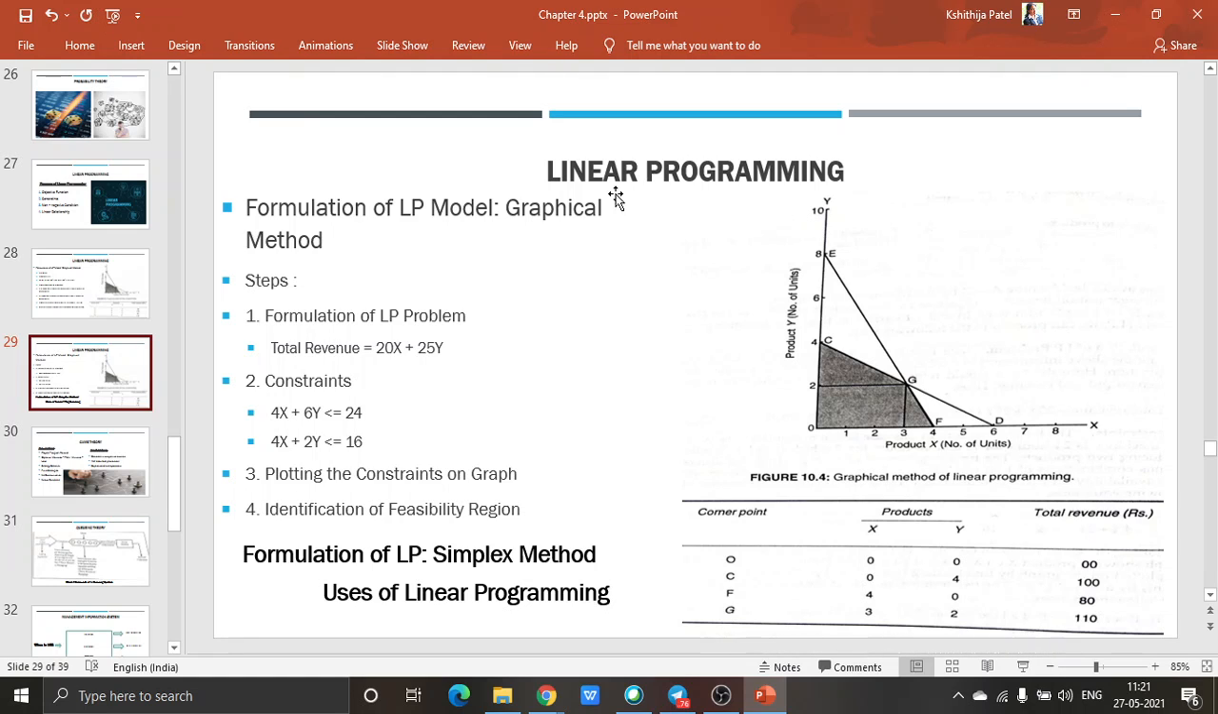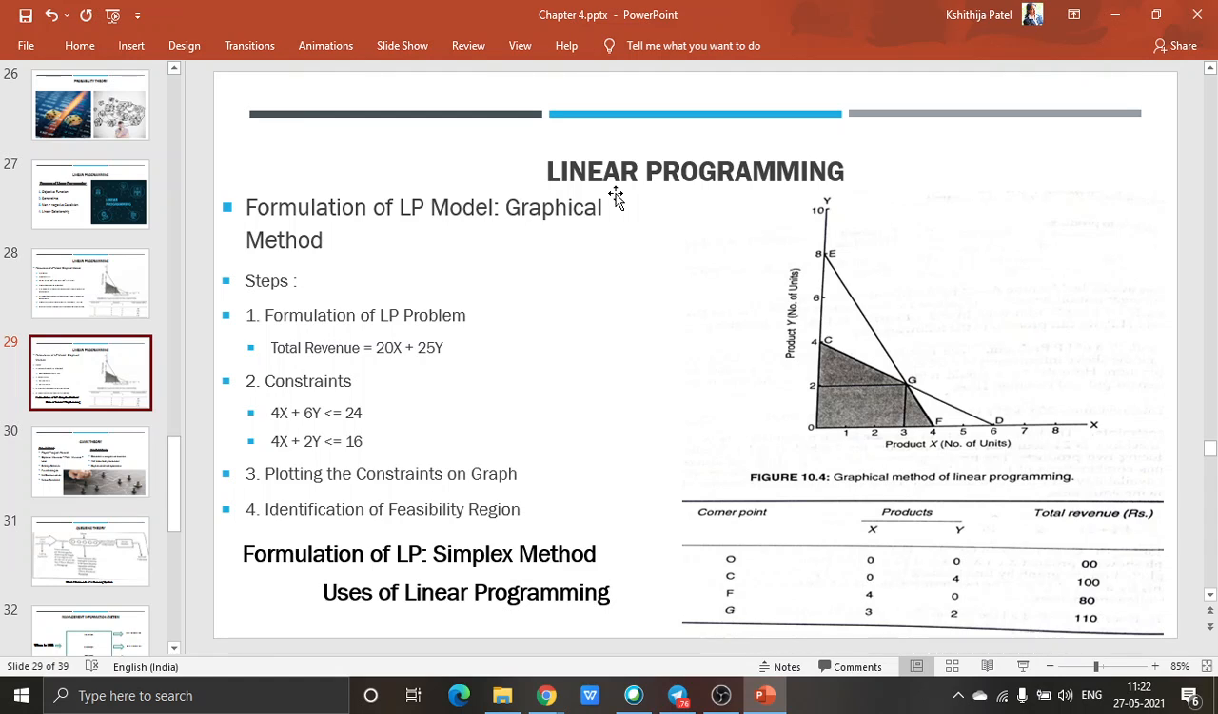Okay, once everything is drawn, now you'll have to identify the feasibility region, or the area that is good for the organization. Now the feasibility area, when we speak graphically, is found by the intersection of the two lines, that is CD and EF. Whatever area is covered by both the lines is nothing but the feasibility region.